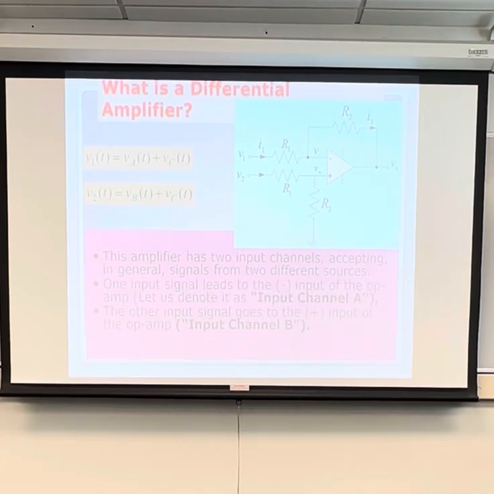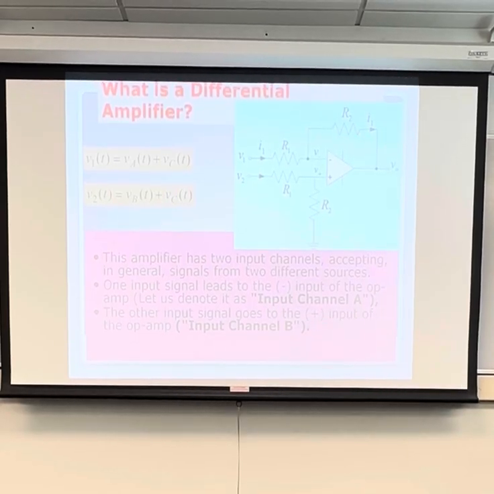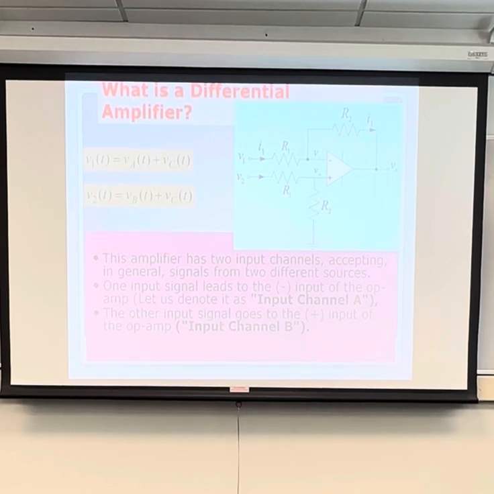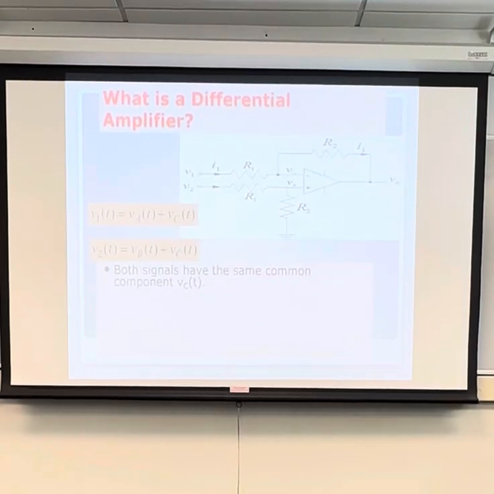Now, this has two channels on it. We're going to refer to one channel as channel A and the other as channel B. The non-inverting input will be channel B, the other will be channel A. Notice here we do not ground the non-inverting input for this amplifier, but we still have the virtual ground effect because we have this negative feedback resistor. So both signals have the same noise on the input.